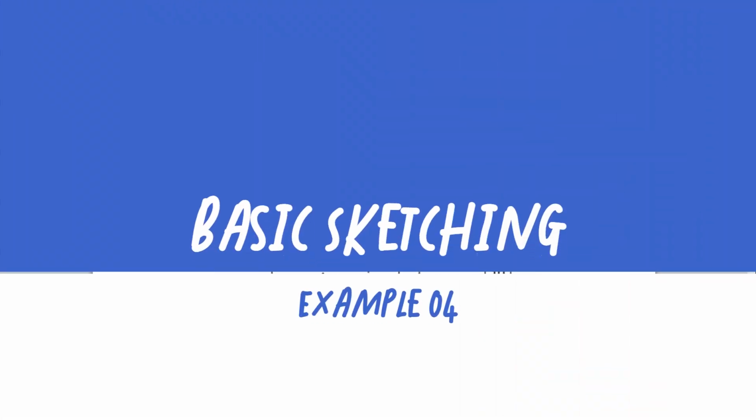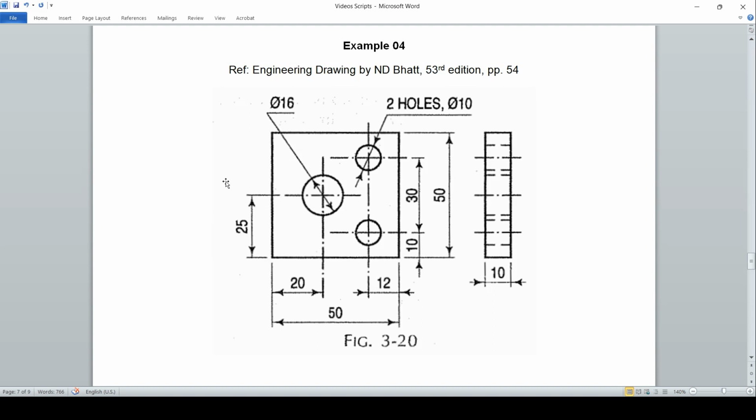So let us start our example 4. It is taken from Engineering Drawing by Andy Bird. This example shows a rectangular plate with three holes of 10 and 16 diameter. This plate has a cross section of 50 by 50 with the thickness 10.